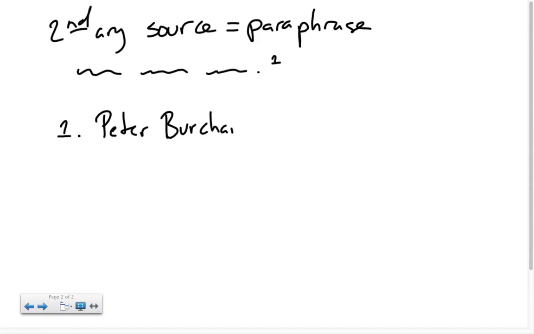Wait, so you go to Insert and then what? Insert, and then it will say endnote or footnote. You're in the wrong view. You're in outline. You've got to be in regular. So you do first name, last name. Okay. Title of the book in italics.